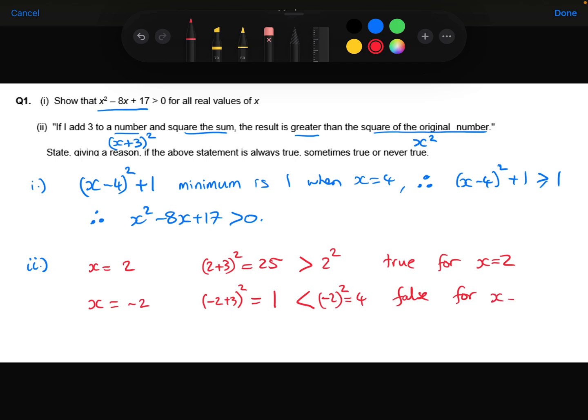for x equals minus 2. So I can now say it is sometimes true.